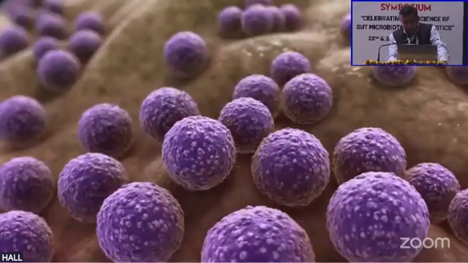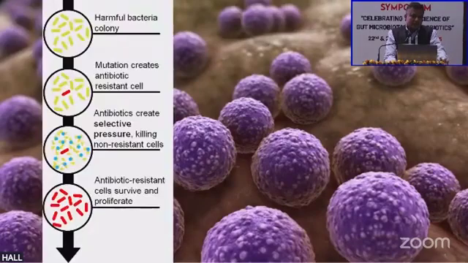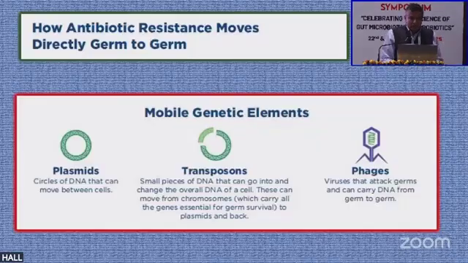So how does AMR actually develop? Simplifying, harmful bacterial colony mutation creates an antibiotic resistant cell. Antibiotics create selective pressure, killing the non-resistant cells. That leads only to antibiotic resistant cells, which proliferate a lot. And not only do they proliferate a lot, they spread it around. They spread it horizontally with the help of what we call mobile genetic elements: plasmids, which are circles of DNA, transposons, which are small pieces of DNA, or phages, viruses that attack germs and can carry DNA from bacteria to bacteria.